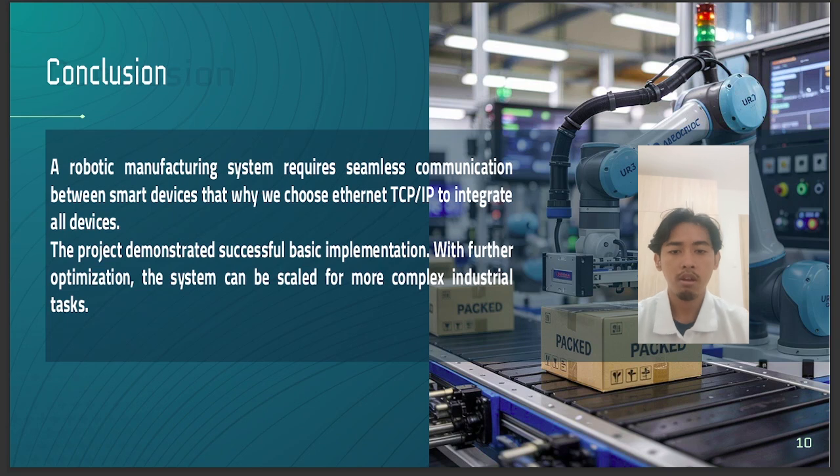The conclusion from this presentation is that a robotic manufacturing system requires seamless communication between smart devices. That's why we chose Ethernet TCP/IP to integrate all the devices. The project demonstrated successful basic implementation. With further optimization, the system can be scaled for more complex industrial tasks. I think that's all for the explanation about the PBL robotic manufacturing system from me.